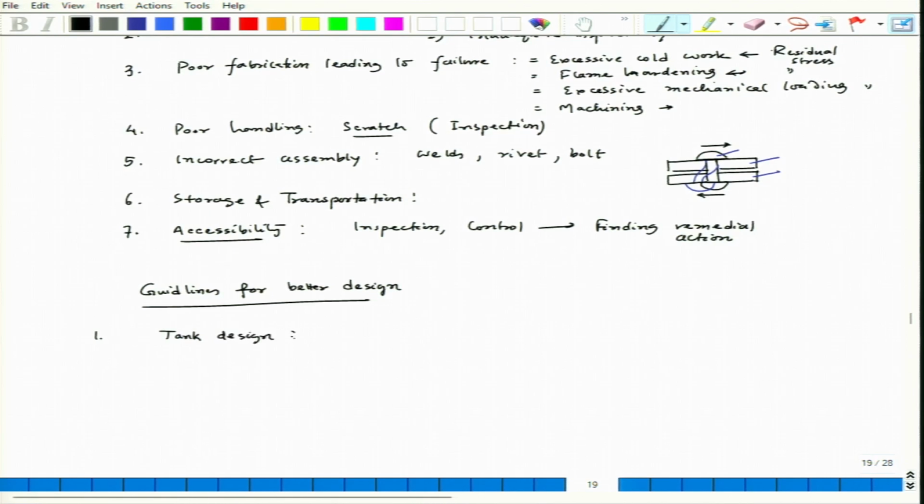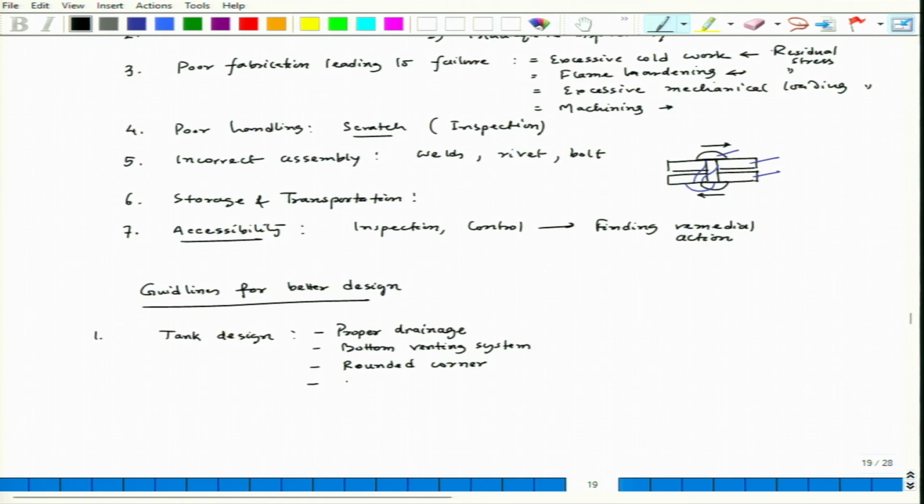It should be such that proper drainage is possible. Then, most of the time, if we have a tank, a bottom venting system, and then it should have a design with rounded corners. Why rounded corners? It actually avoids crevices. So, wherever you see a crevice, you just try to make it rounded.